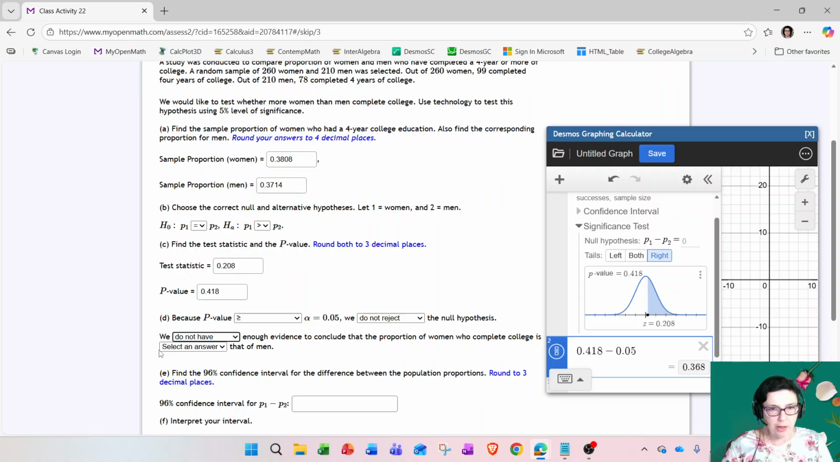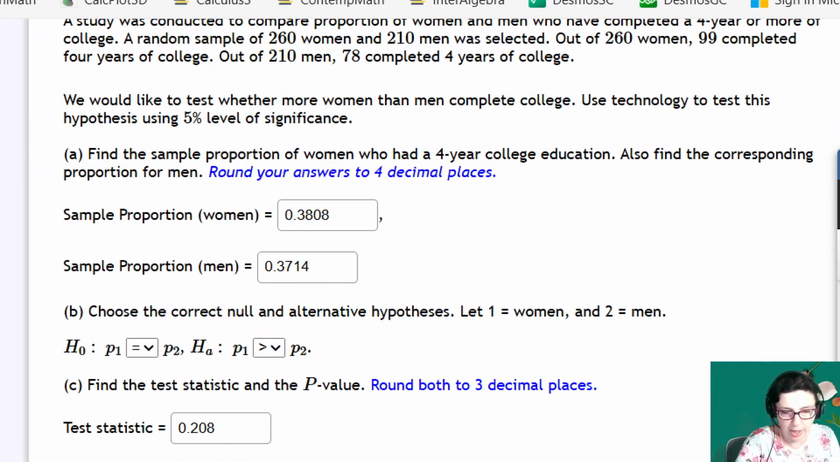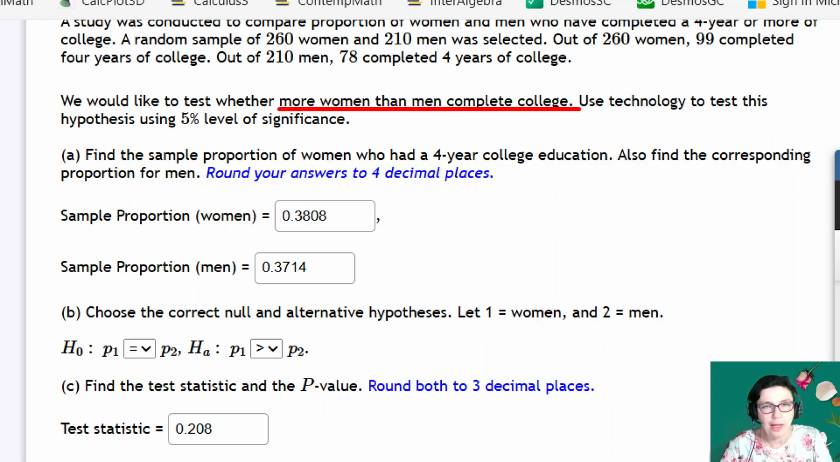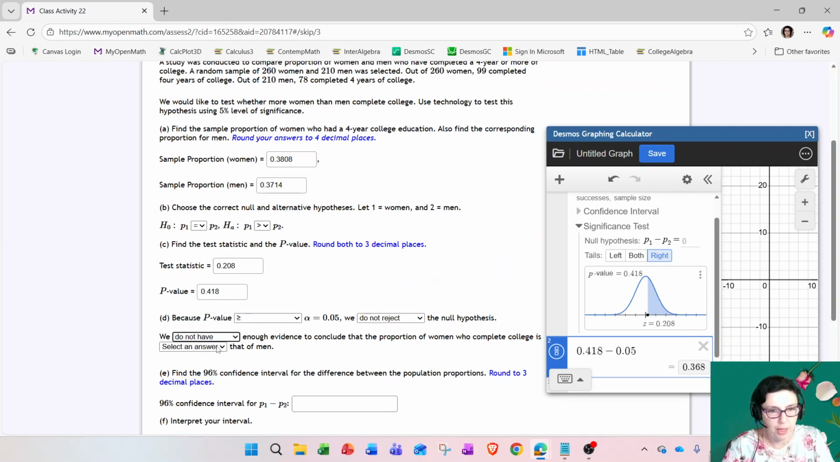Now, this part has to match the claim. So in the second part of the sentence, after the word conclude, you must match it to the claim that you had. And what was the claim? That more women than men complete college. So don't make up things. It has to come straight from the claim. So more women, which means that the proportion of women is higher than men, who complete college.